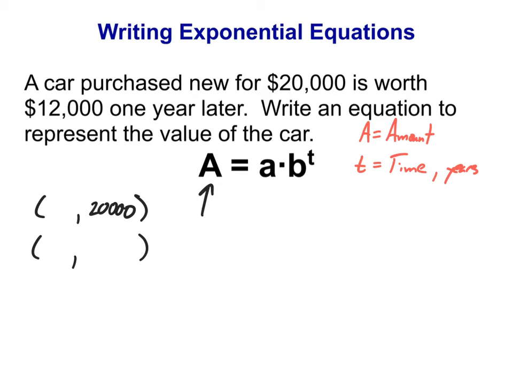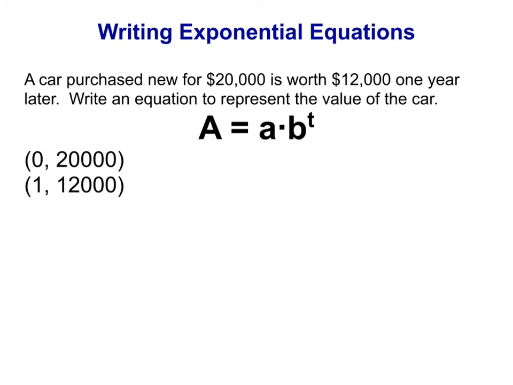At what time was it worth 20,000? How many years had elapsed? Really none. And then we're told that 12,000 happens after we've had this car for 1 year. And so those are really the 2 points that we're going to be working with in this problem. So now that we know that, we can go ahead and go through that same process that we've seen with the other ones, where we write the 2 equations, including the x and y values from each of those 2 points.